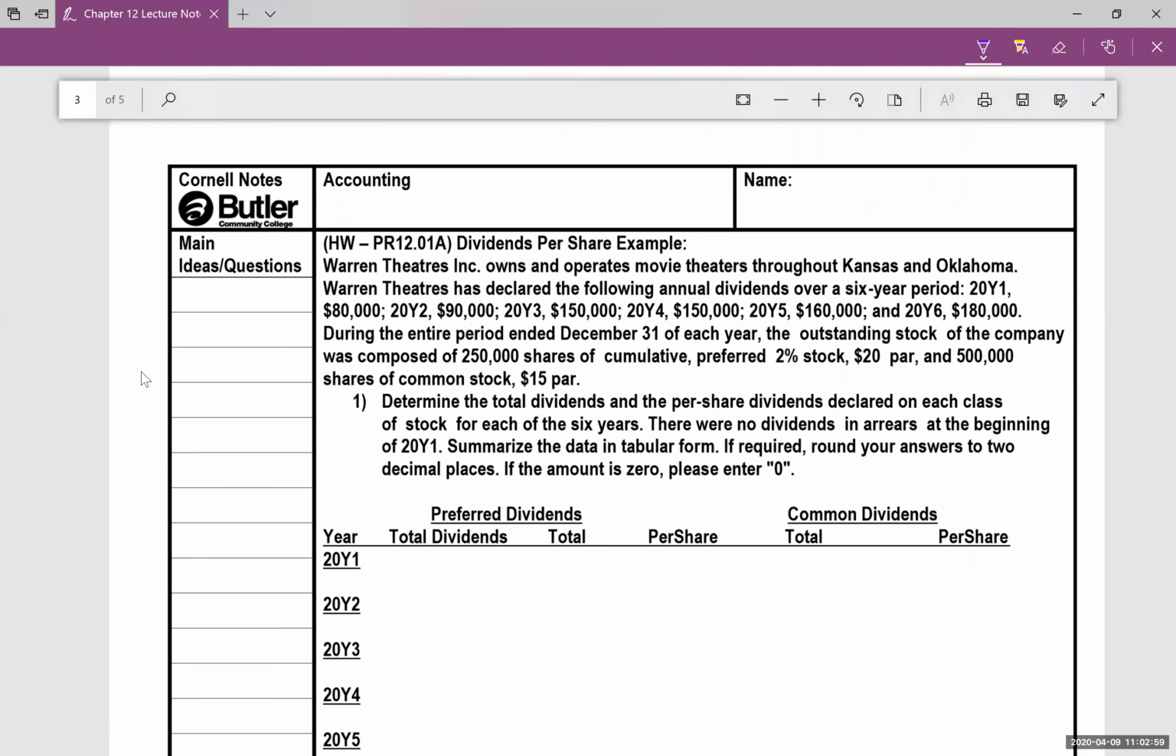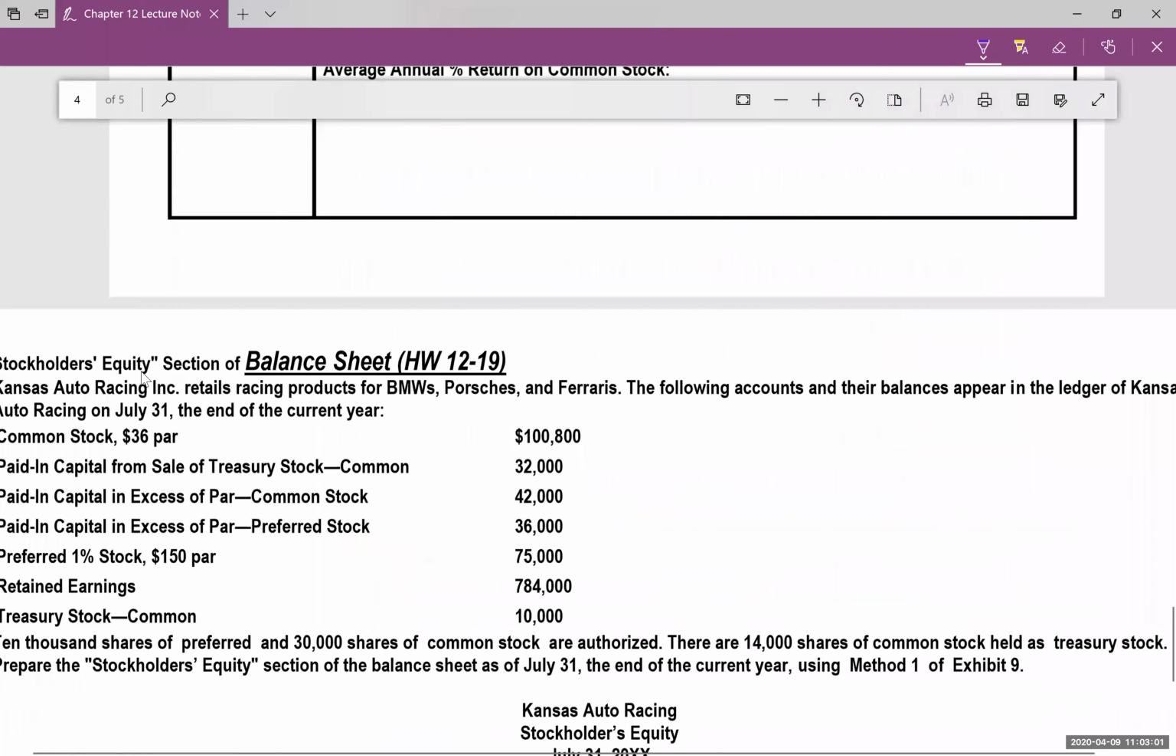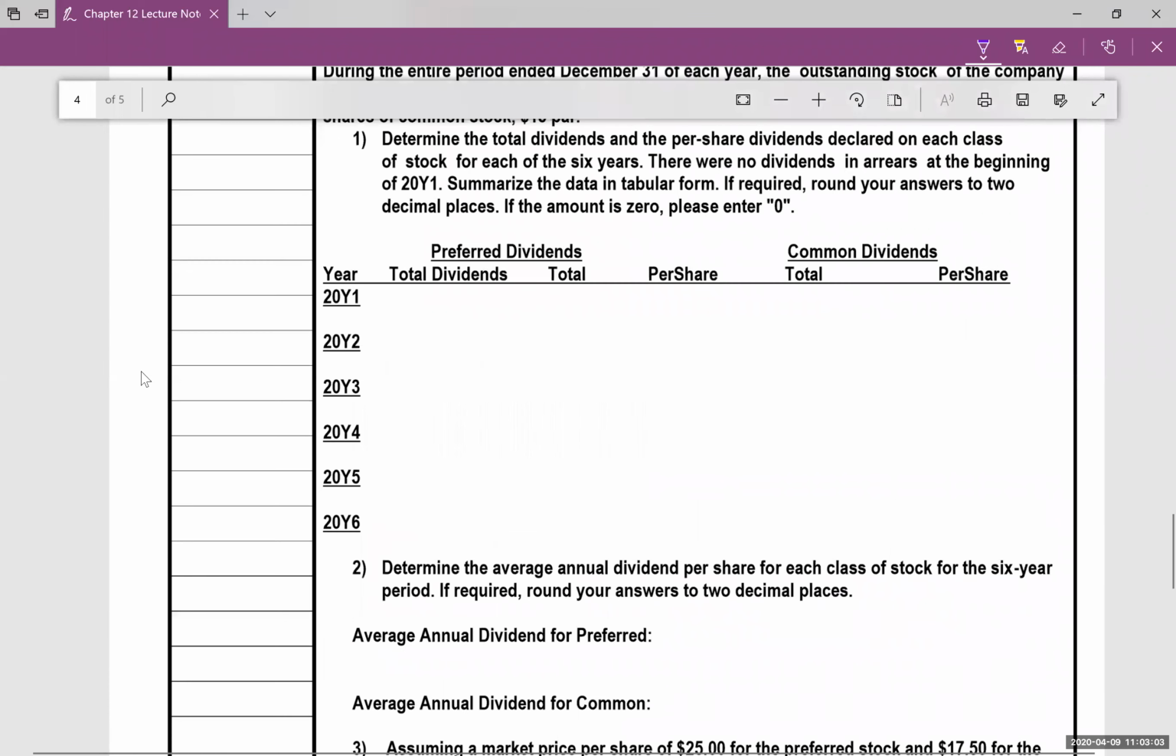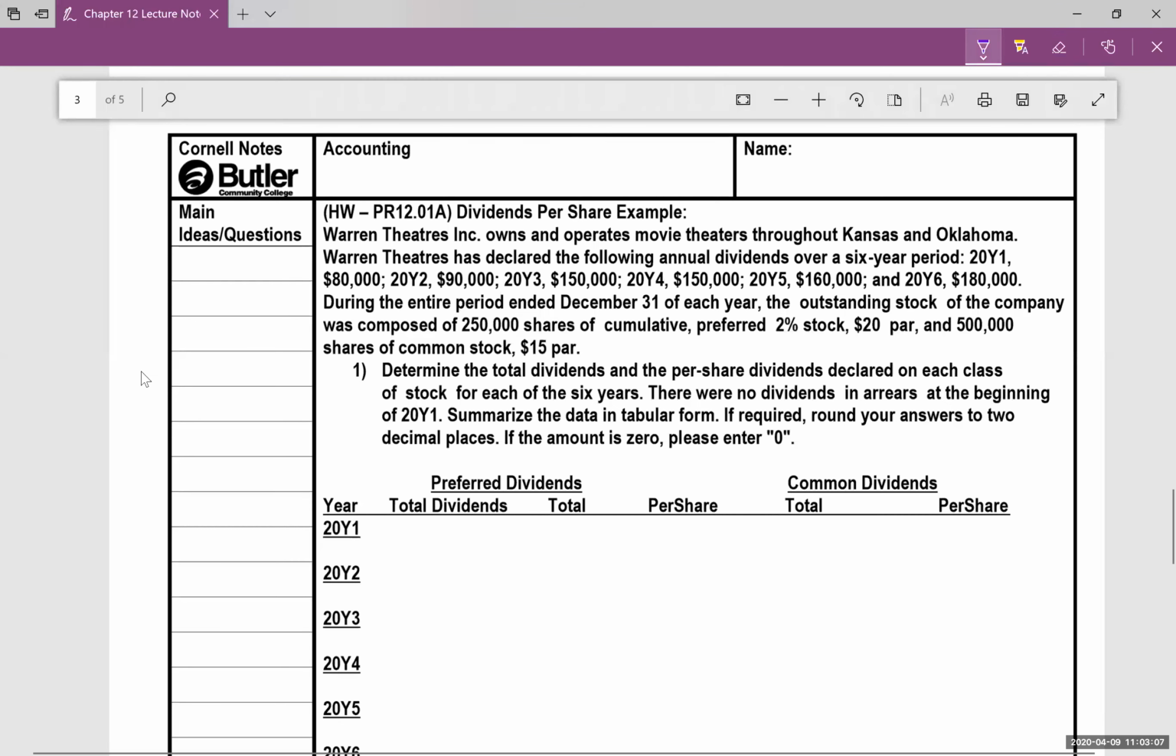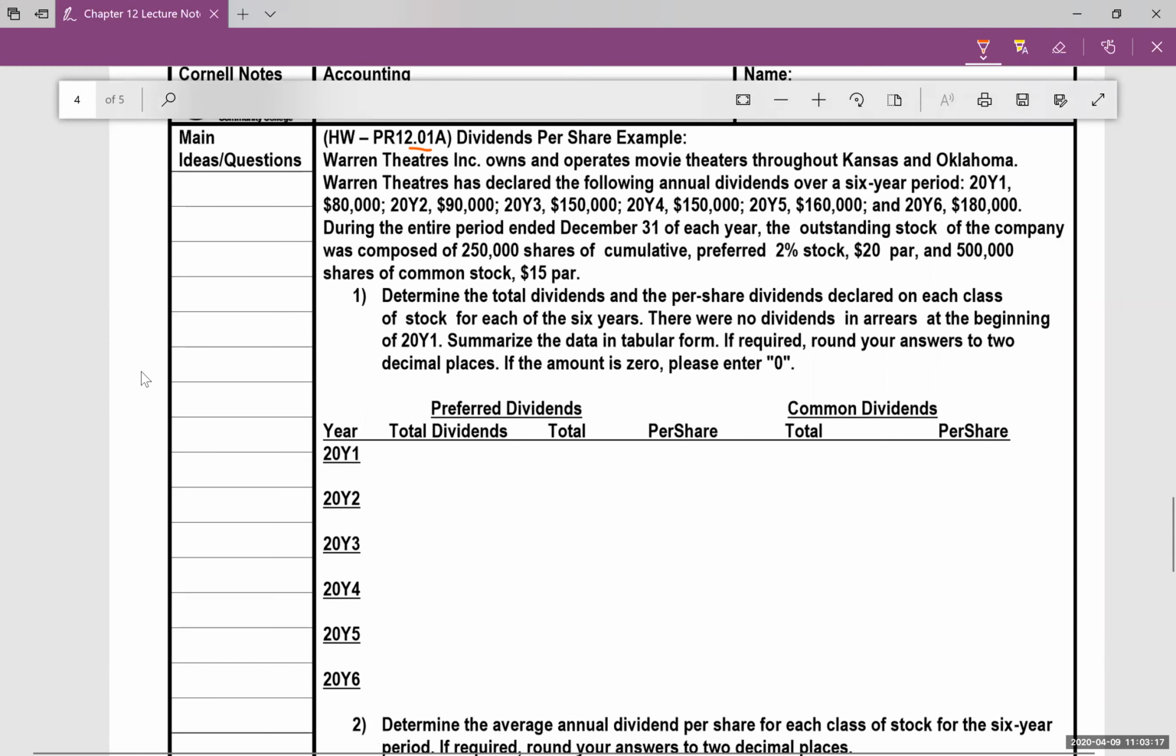We are moving on. At the bottom of these notes, we have two more pages left. And this next problem correlates to problem 12.1a. It's a dividends per share example, so let's just get started on it.